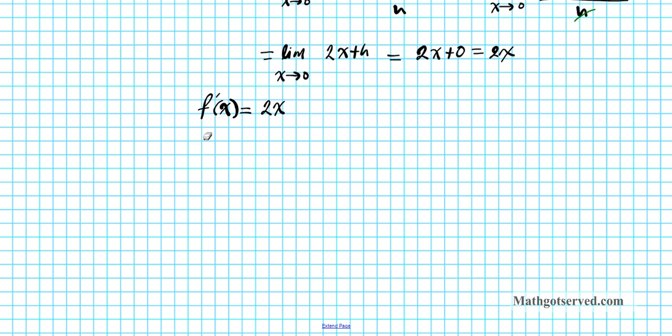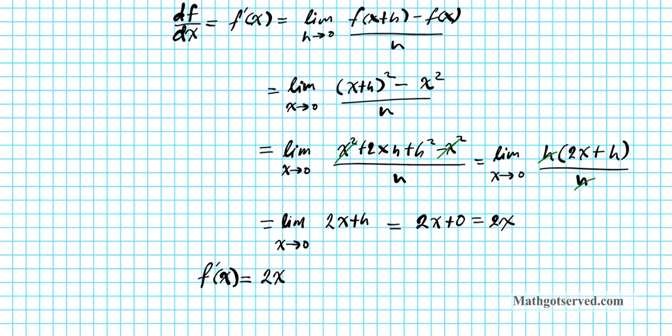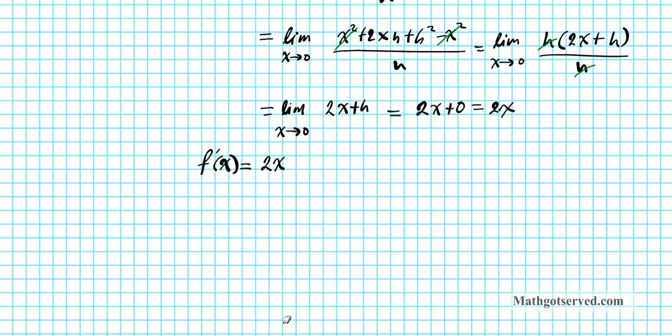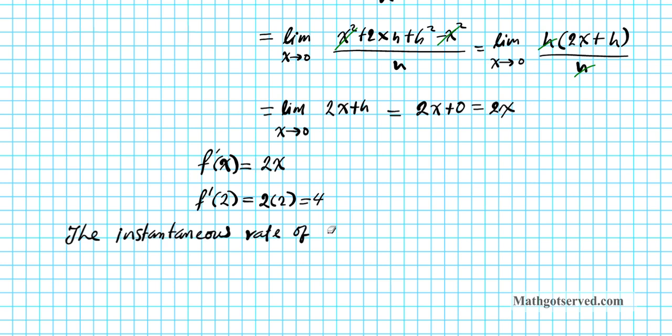All right, so now we have to pin it at the specified x value. We have to find the instantaneous rate of change at x equals 2. So we're going to evaluate f prime of 2 by inputting 2 into our function. 2 times 2 equals 4. So the instantaneous rate of change of the function f of x equals x squared at x equals 2 is equal to 4.